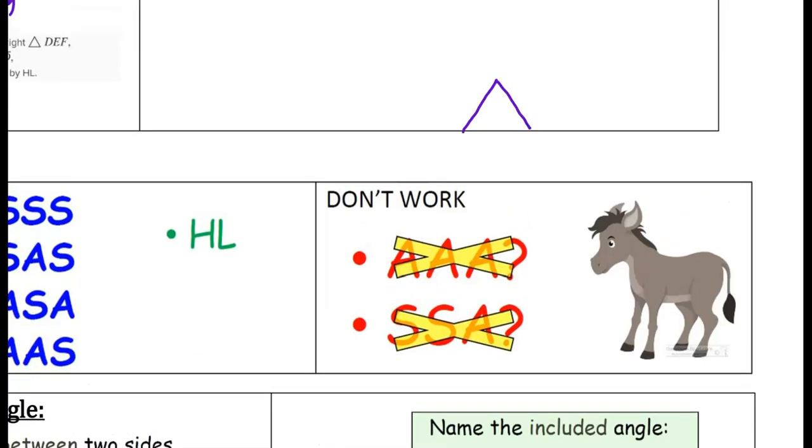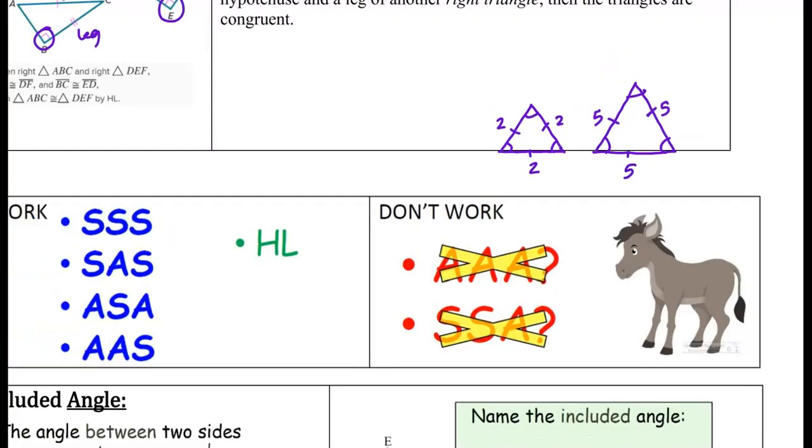Angle, angle, angle. So we have a triangle here. We have another equilateral, which is also equiangular, right? So if you notice, we have 60, 60, and 60 degrees. So all the angles are the same, but look at this. These sides are all 2, and these sides are all 5. So these triangles are not congruent. So AAA does not work.